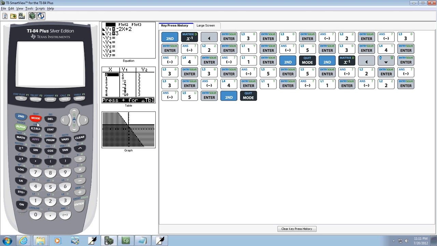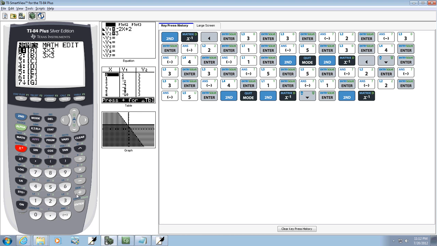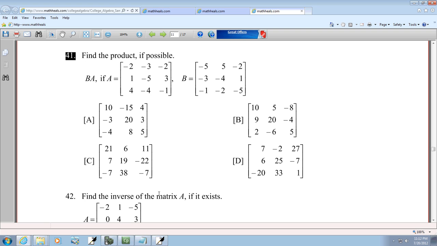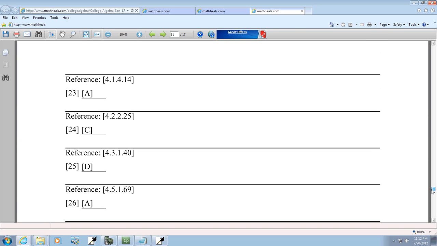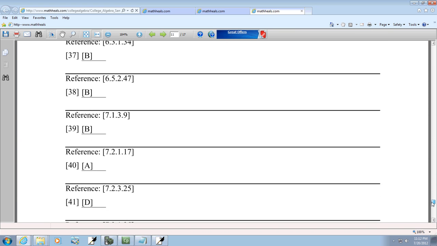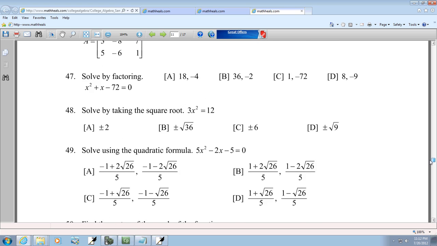I'll exit out. And assuming I typed all my numbers in correctly, we're now going to do B times A. So I go back to my matrix menu, down arrow to B, enter. Go back to my matrix menu, enter on A, and then enter again. 7, negative 2, 27, 6, 25, negative 7, negative 20, 33, 1. Looks like D is the answer, D as in David. So let's go check that out. 41D. And it checks.